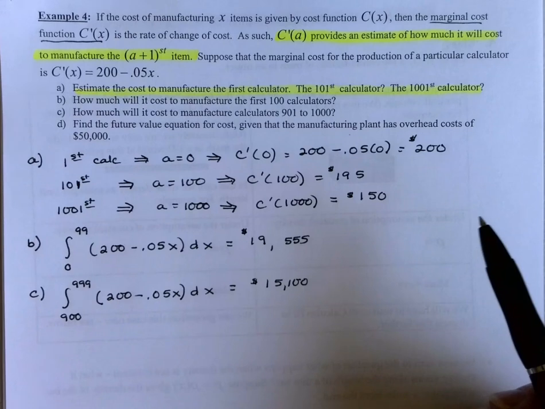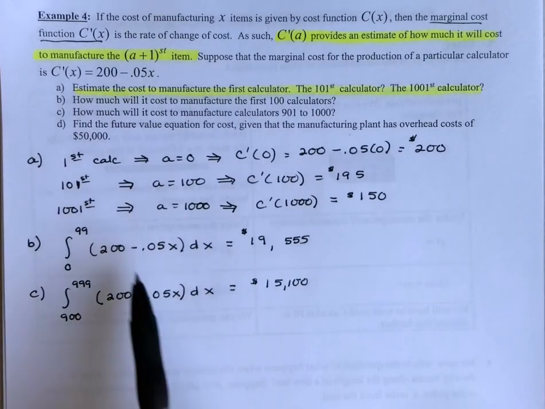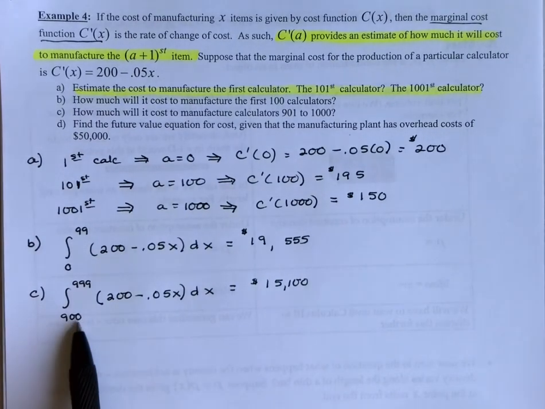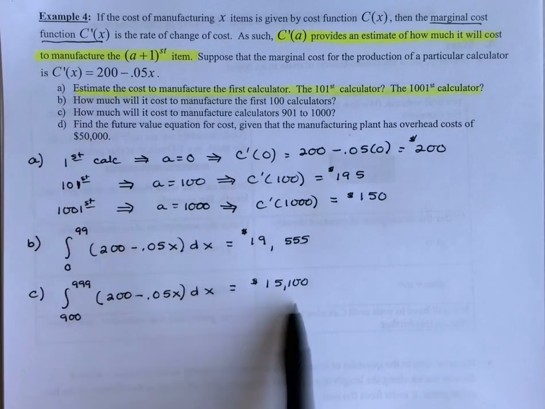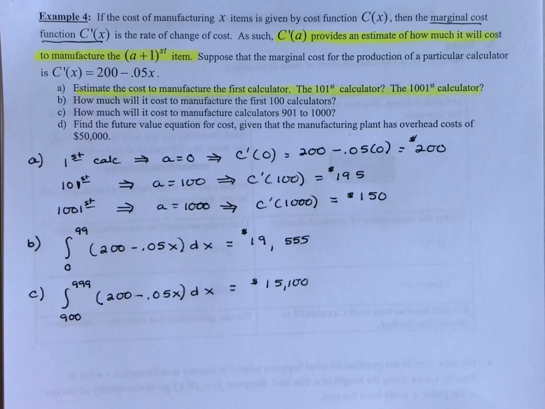So notice that both of these were manufacturing 100 calculators. This is the first 100, this is the 901st to 1000th, and there's a significant cost difference in our manufacturing as our manufacturing processes have gotten more efficient.